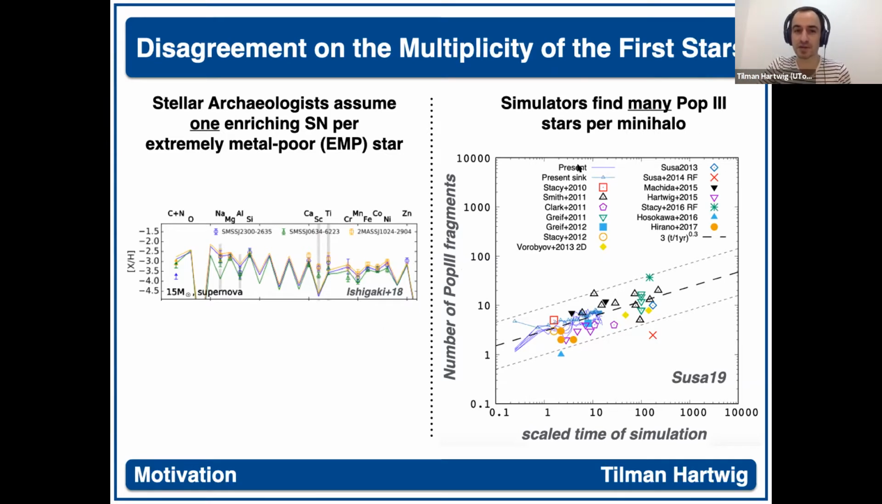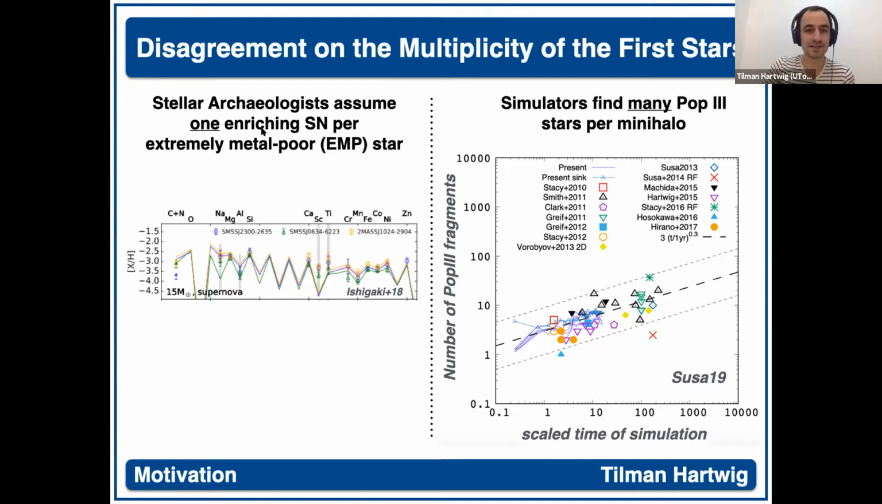However, if we look into simulations of first star formation, and there was a nice, almost meta study by Hajime Susa, these simulations show the time of the simulation and the number of fragments. That is not necessarily POP3 stars, but a good proxy. We see that we have probably dozens of fragments independent of the code and who simulates. And so we find many POP3 stars per mini halo. So we should also expect many POP3 supernovae per mini halo.